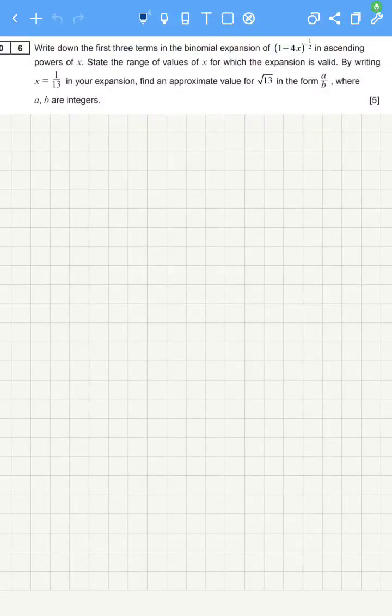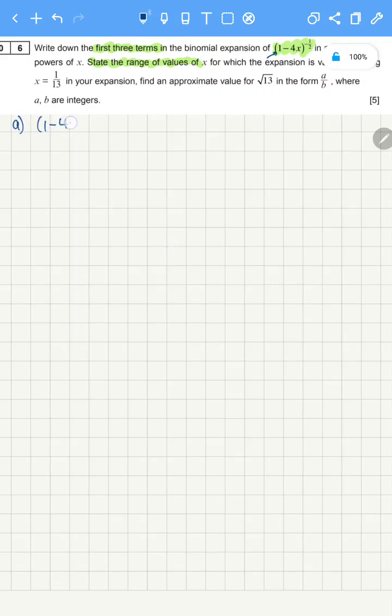Number 6, binomial expansion. Right, so let's highlight the important bit. We need the first 3 terms of this expansion with a minus half. We start with a 1, which is really good. In ascending powers of x, state the range, so the validity range, by writing x. So that's part B. Let's do part A first.